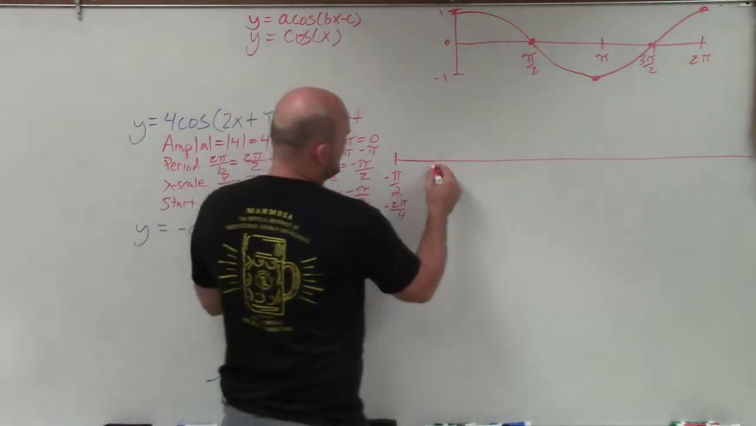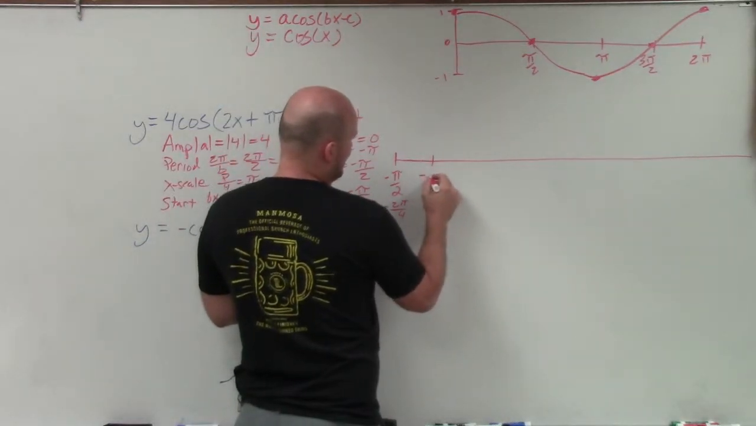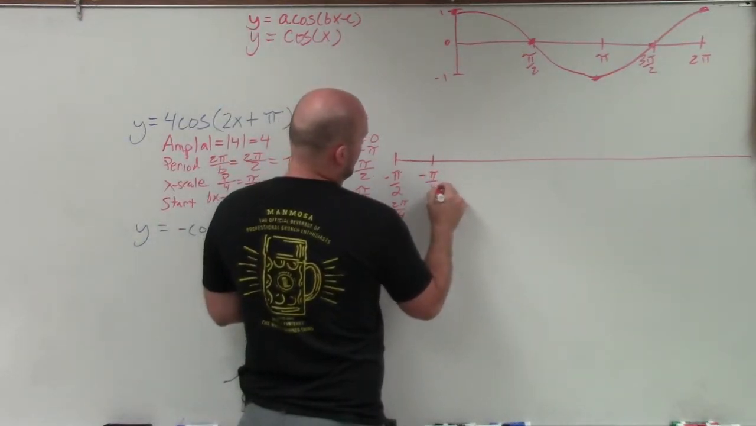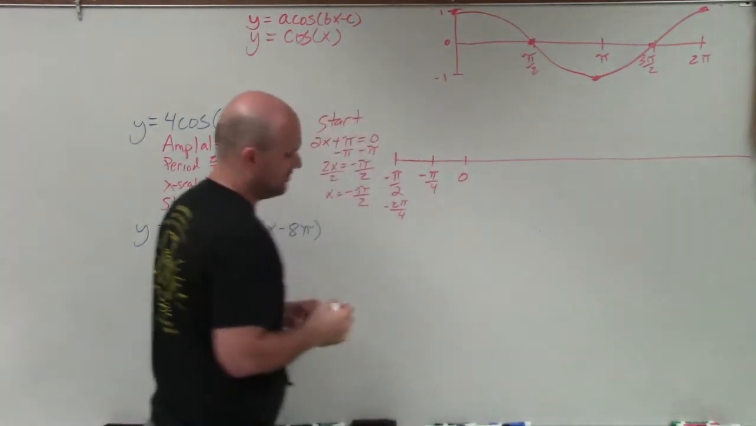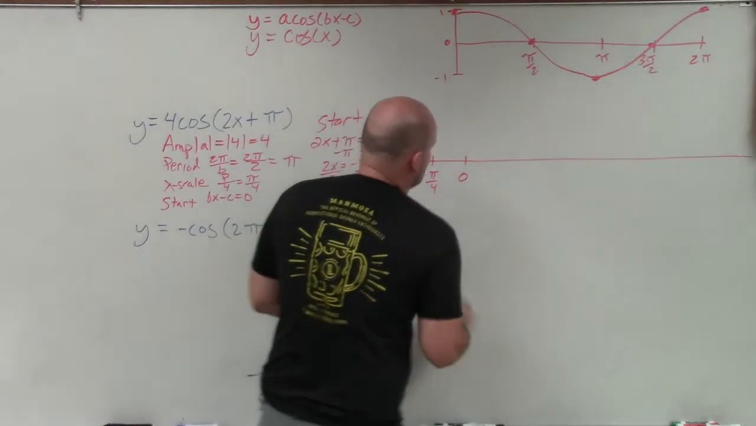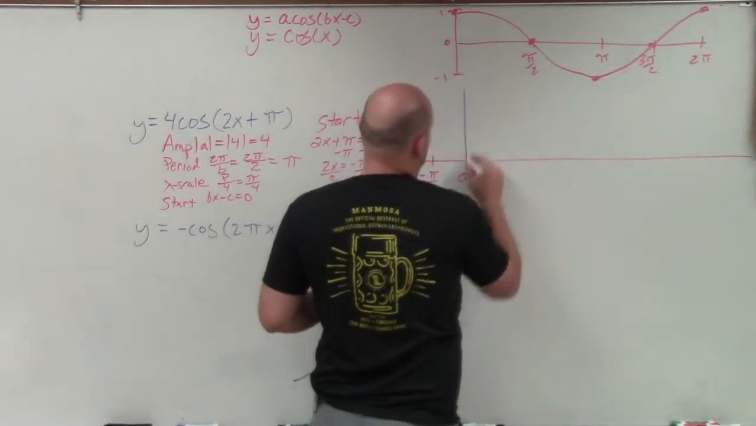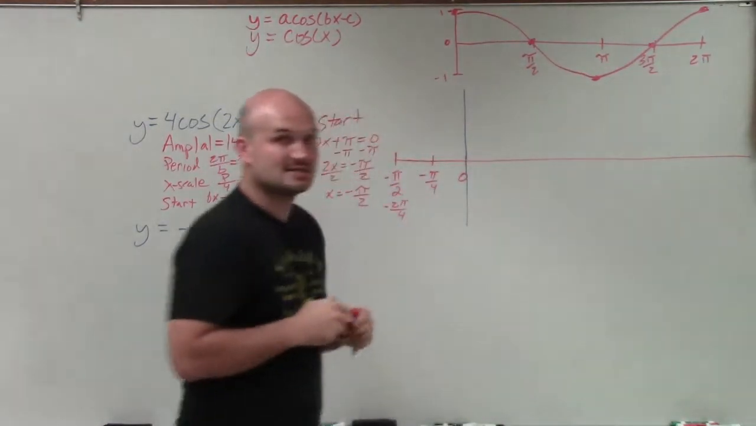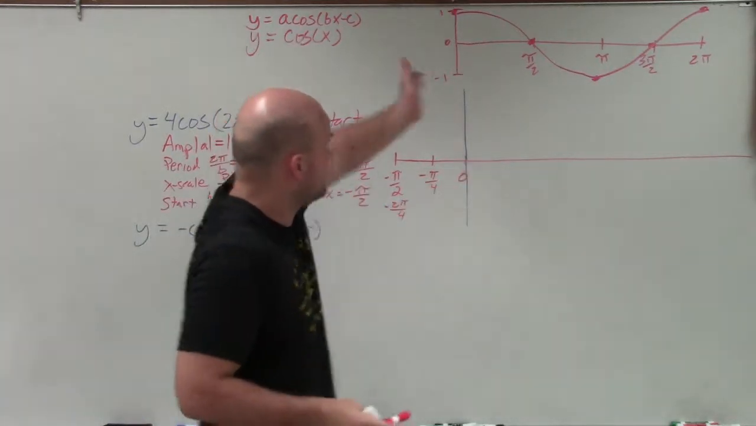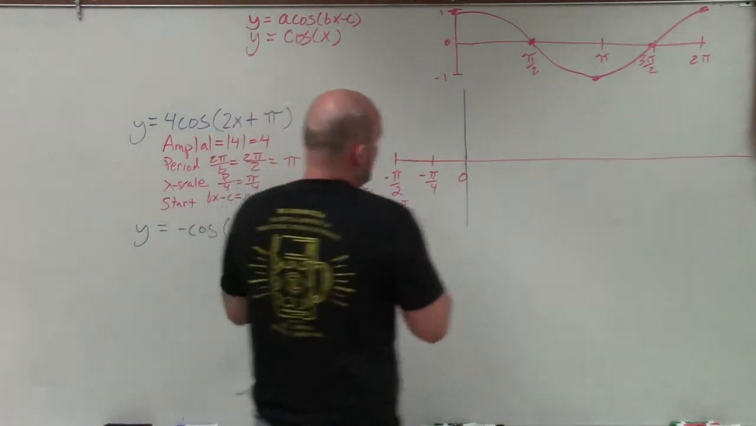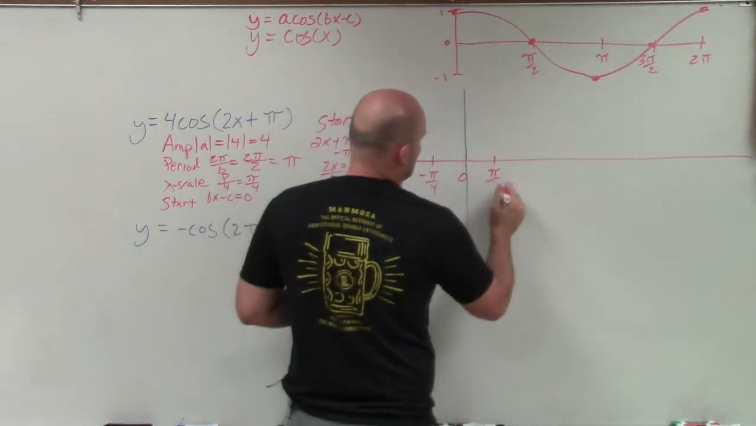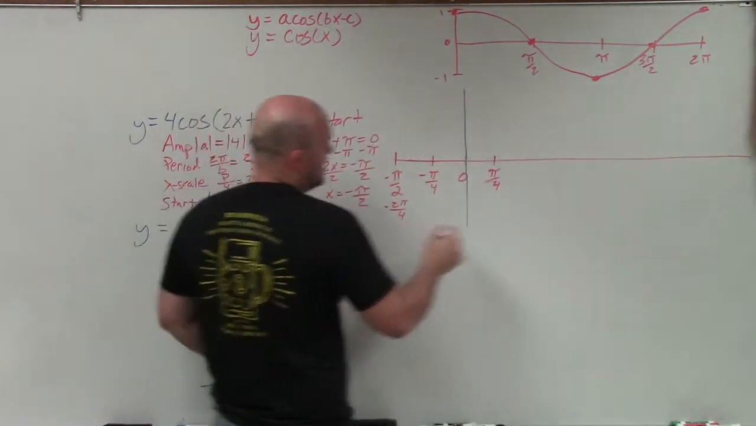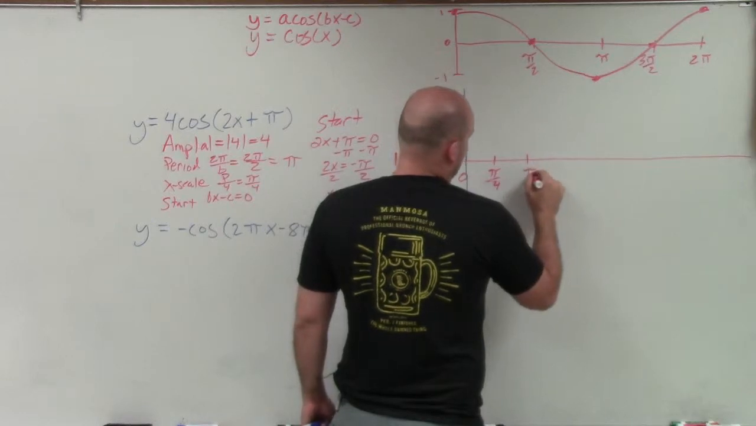So my next point is going to be negative pi over 4. The next point is going to be 0. OK? So now what I'm going to do is use a different color to represent my y-axis. All right? And we're not starting at the y-axis like we did before. Then the next point is going to be pi halves. I'm sorry, pi over 4, right? Because we're adding one fourth. And then the last one is going to be pi halves.